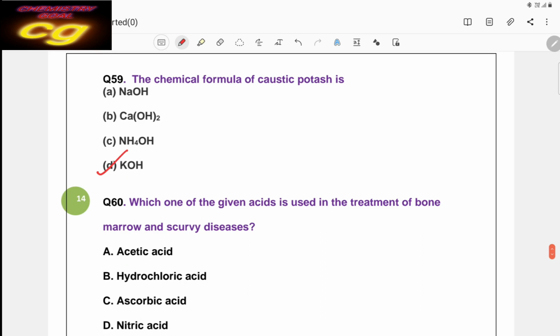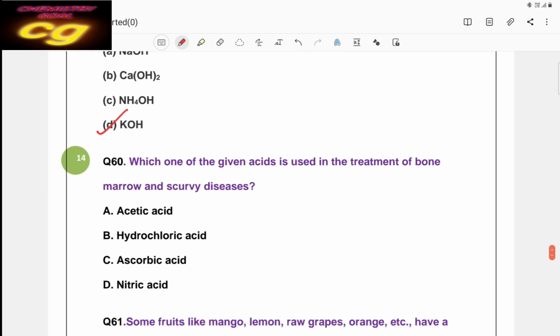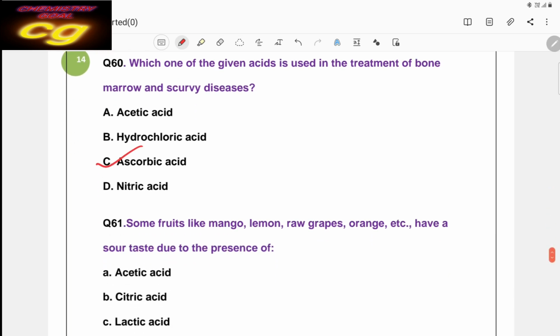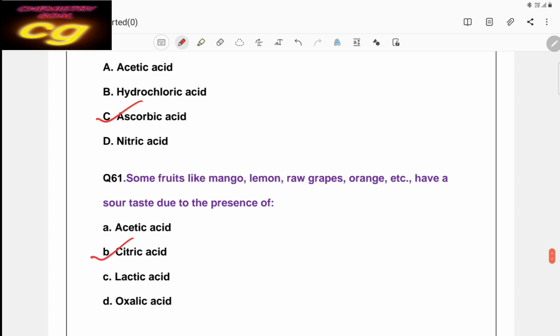Which one of the given acids is used in the treatment of scurvy disease? Just think, which one of the given acids is used in the treatment of scurvy? Scurvy means mainly ascorbic acid, vitamin C. That is the correct answer. Some fruits like mango, lemon, raw grapes, orange, etc. have a sour taste due to the presence of generally citric acid. This is the correct answer.